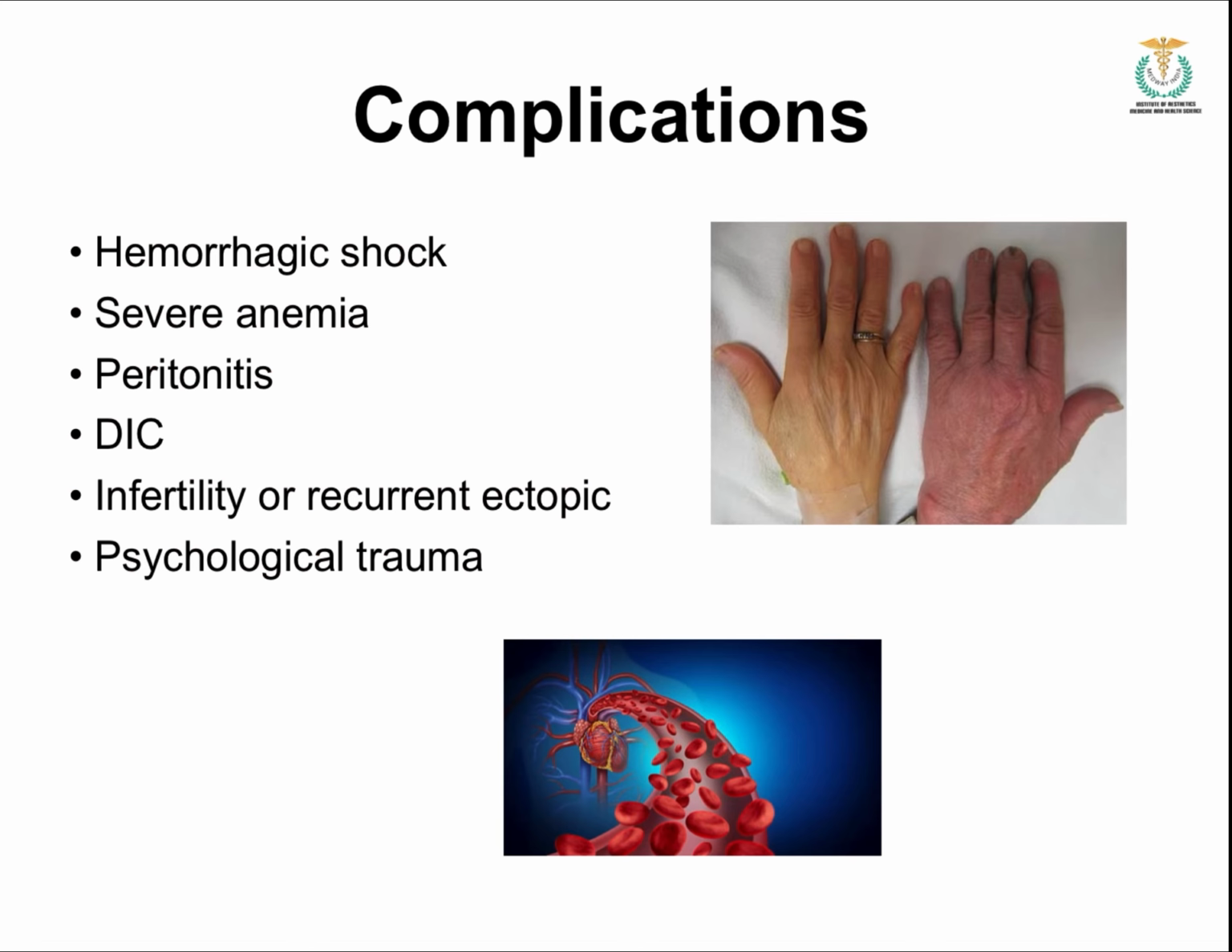Next are the complications. Complications of ectopic and ruptured ectopic pregnancies include hemorrhagic shock, severe anemia, peritonitis, DIC, sepsis, and potential infertility from loss of the tube or adhesions. There can also be psychological sequelae or trauma, for example grief and anxiety about future fertility. These are very common and must be addressed in follow up.